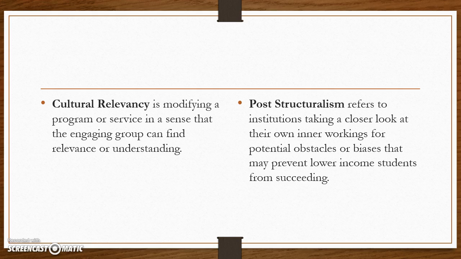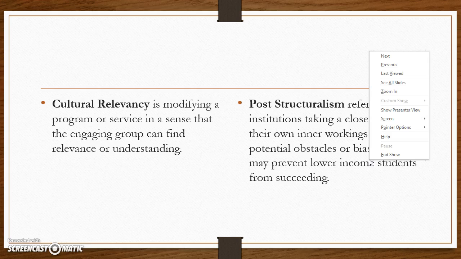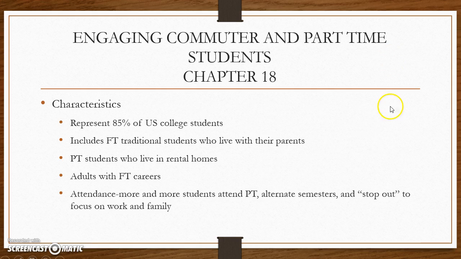So again, looking at first year programs, learning communities, ways to help students to engage further in the classroom. Lastly, we're looking at our commuter and part-time students. And the book talks about that low income and commuter and part-time students sometimes fall into the same category. So again, they represent 85% of U.S. college students. These can be adults with careers.